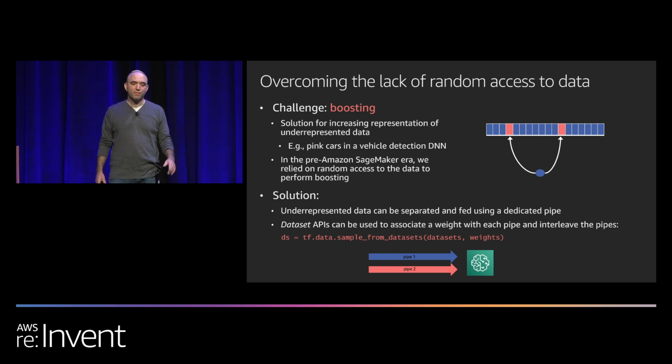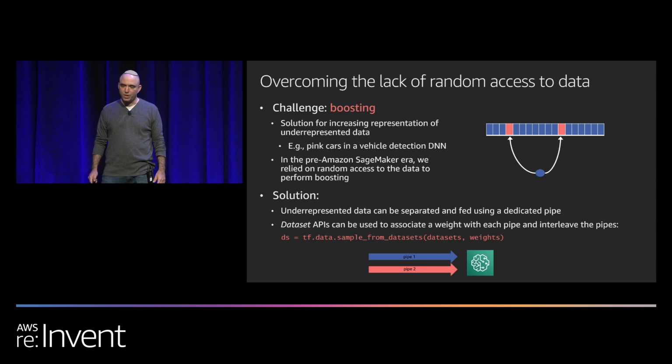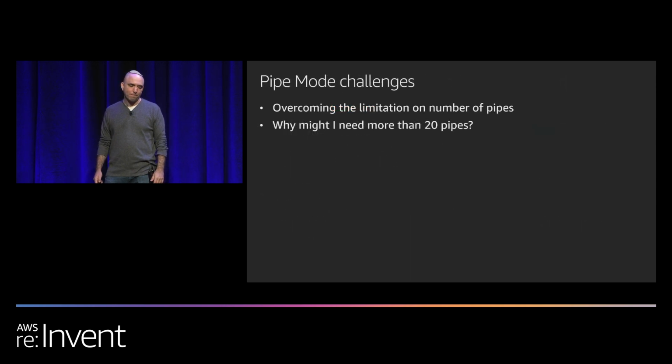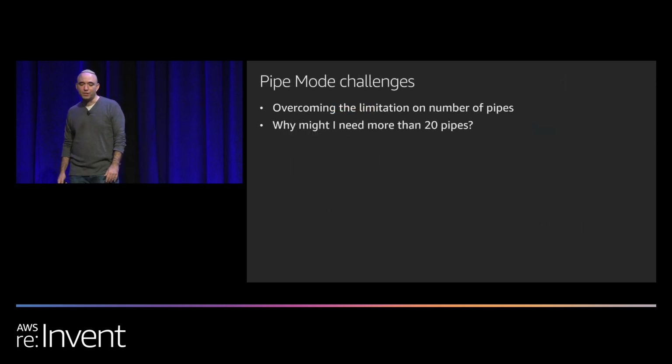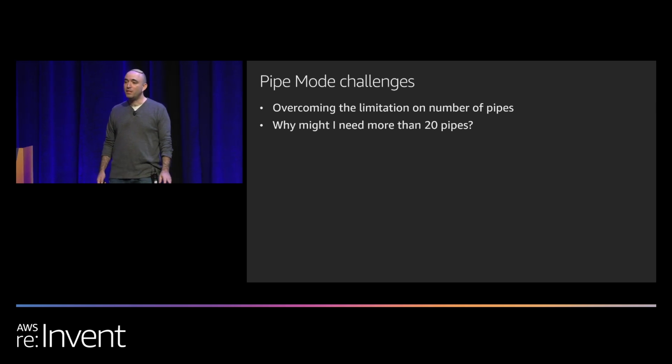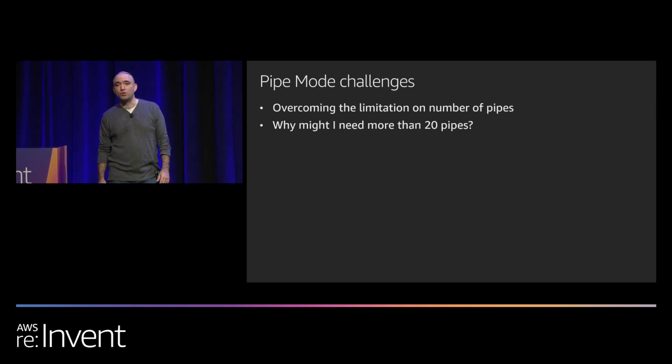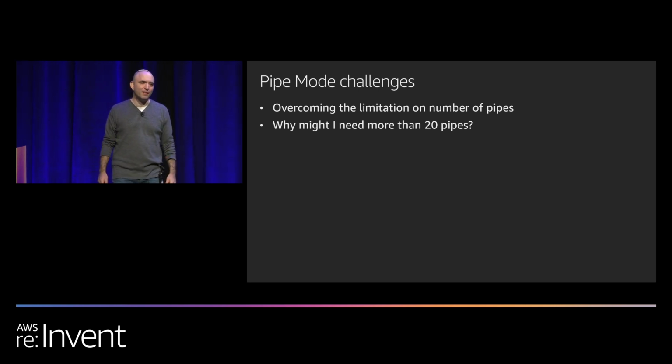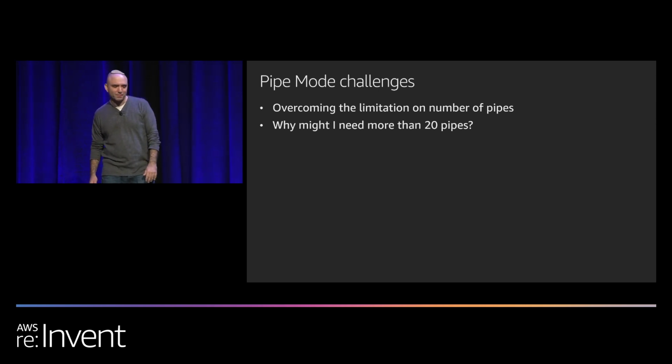But what if we have many different subsets of data, each with their own associated weight? This brings us to the last of the 3 challenges we faced: overcoming the limitation on the number of pipes. SageMaker currently limits the number of pipes per training session to 20. Now you might be wondering, why would anybody need more than 20 pipes?